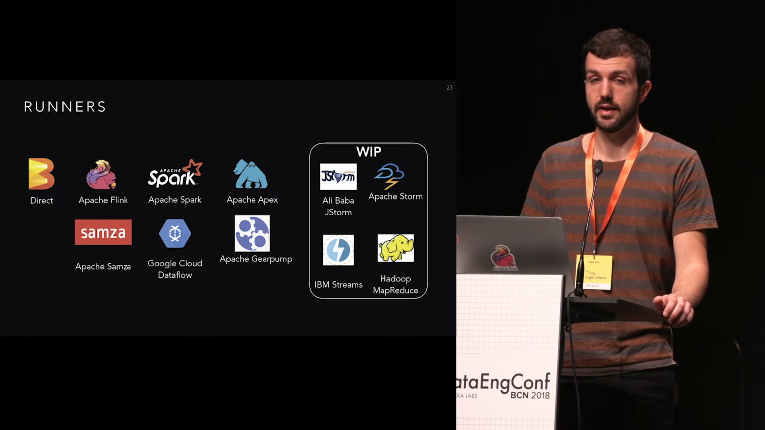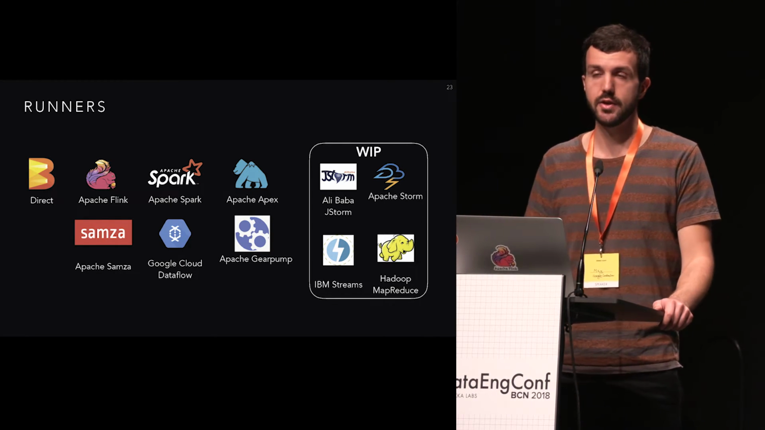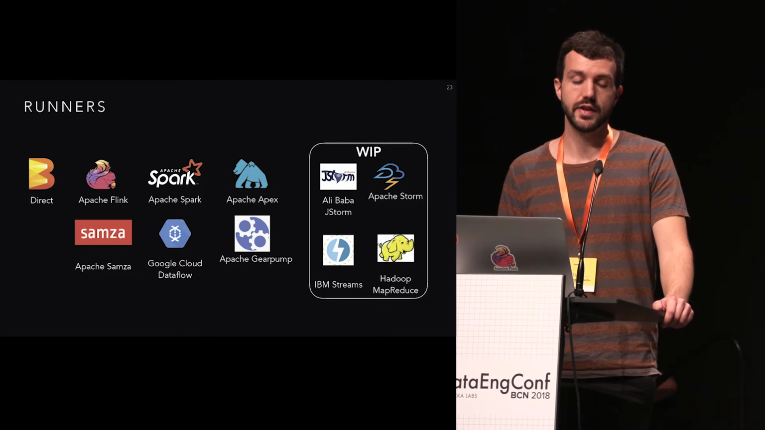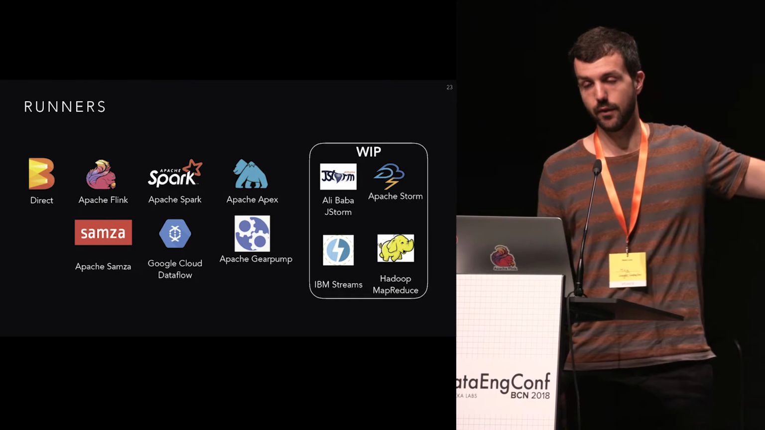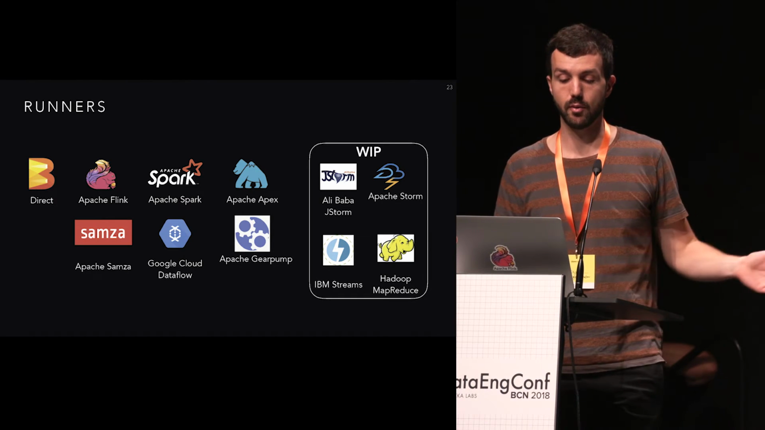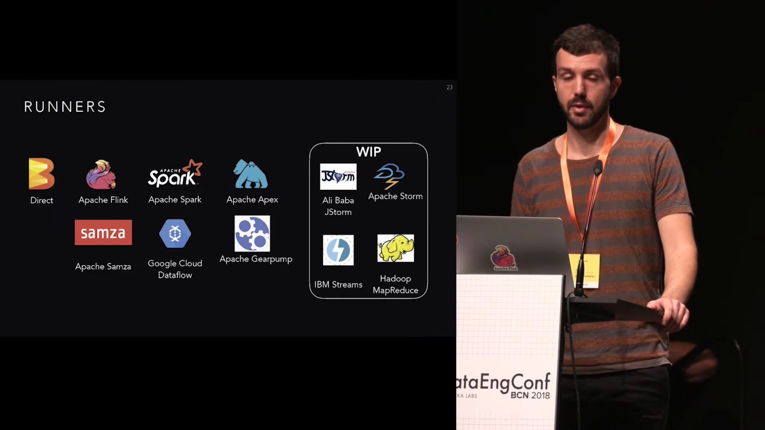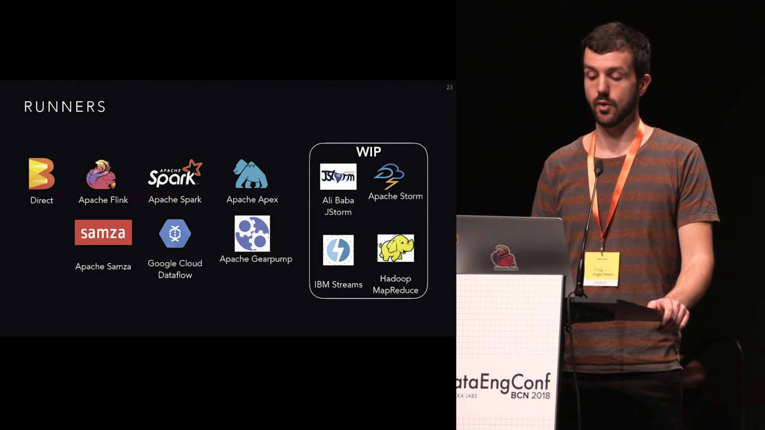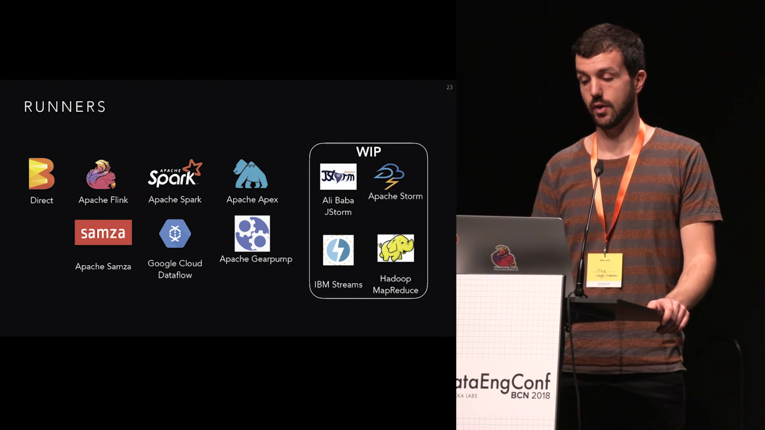On the website, there is a compatibility matrix where you can see which feature sets are supported by each runner. The Flink runner is pretty much on par with the Google Cloud and supports the whole model feature set, but not all of the other runners do that. So that's a consideration to take into account.